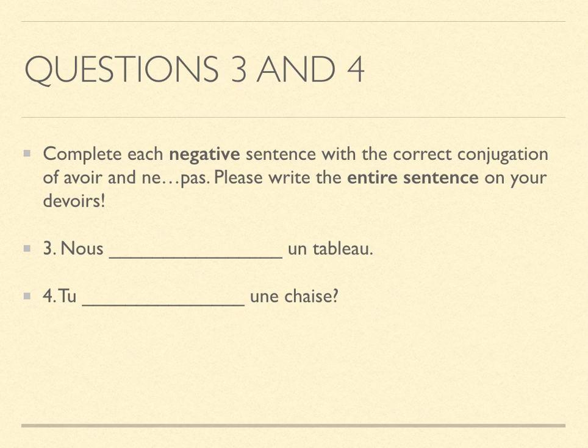So questions 3 and 4 for your devoir. Complete each negative sentence with both the correct conjugation of avoir and a ne pas. So you want to say that in each sentence we do not have whatever thing it is it's talking about. Again, please write the entire sentence on your devoir.